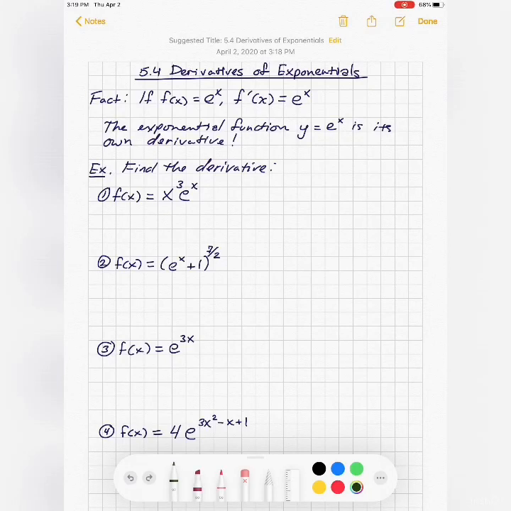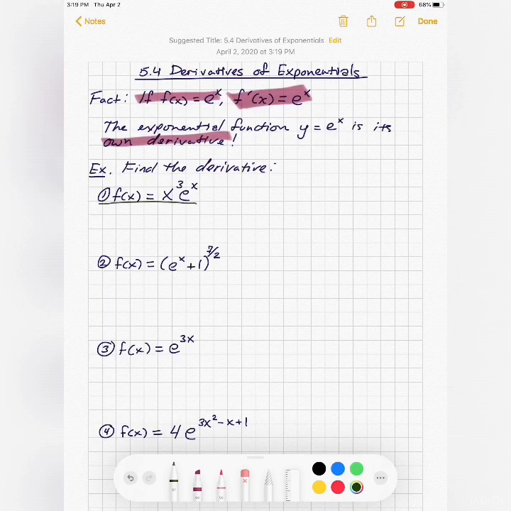All right, here we're looking at 5.4, derivatives of exponential functions. So if you remember, here's the exponential function, f of x is e to the x. It turns out that that function is its own derivative. That's pretty interesting, and that actually makes it really easy to differentiate exponential functions.